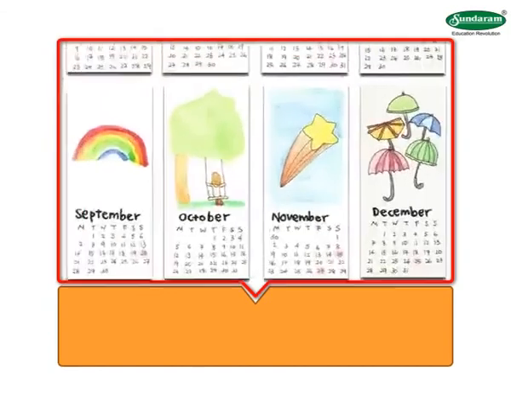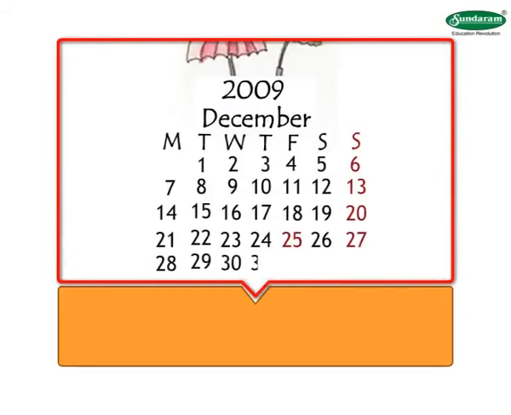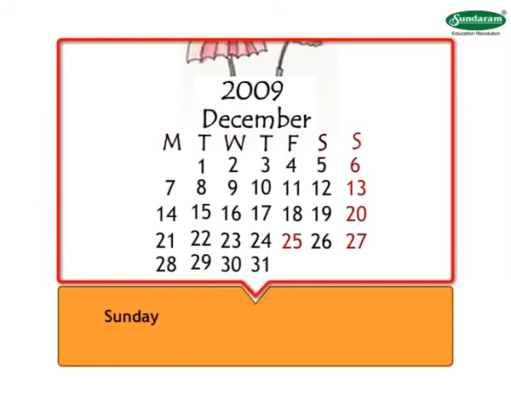The year and name of the month are mentioned at the top of a calendar. Each month is divided into 4 weeks. Each week has 7 days. The first day of a week is Sunday, followed by Monday, Tuesday, Wednesday, Thursday, Friday, and lastly Saturday. The days of a week are written in the form of initials S, M, T, W, T, F, S.